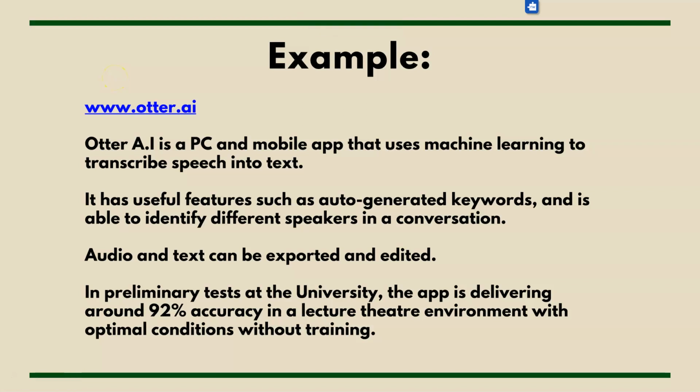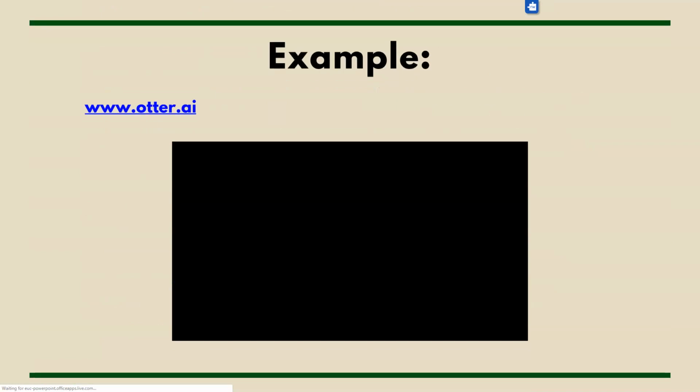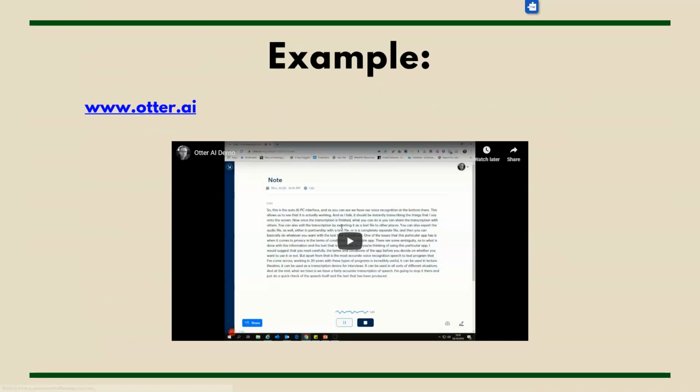Otter AI is a PC and mobile app that uses machine learning to transcribe speech into text. And so you've seen some of those features. That's an example, but I've already given you a live example of what it can do. So I'm going to leave you to have a look at that particular video in your own time. It's a very short demonstration of what this particular app can do.